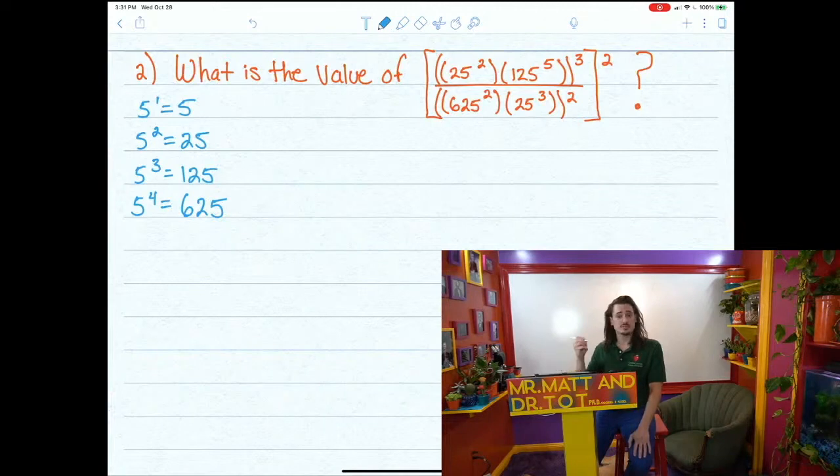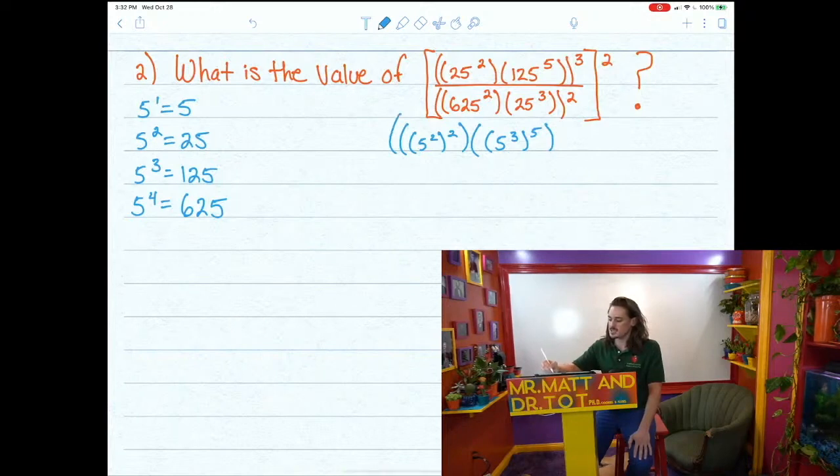And so now we just need to replace all of those non-common bases with these common exponentiations in terms of 5. Instead of writing 25, I'm going to write 5 squared. That's still raised to the second power. So we have 5 squared quantity squared. Instead of writing 125, I'm going to write 5 cubed. That's still raised to the fifth power. And then the whole numerator is exponentiated to the third power. Quantity over, so that's the numerator.